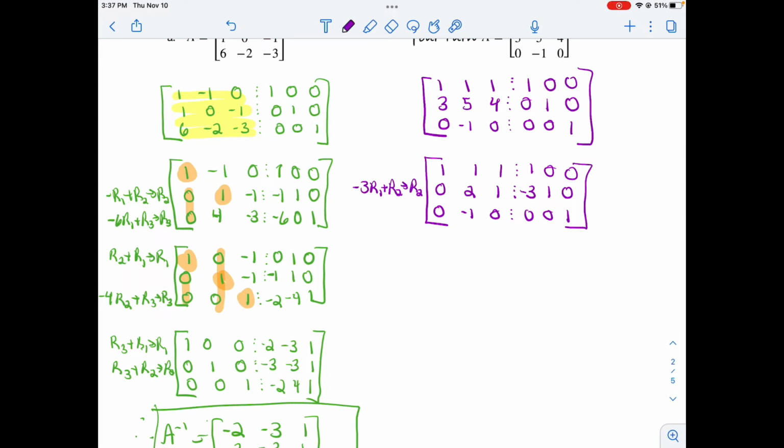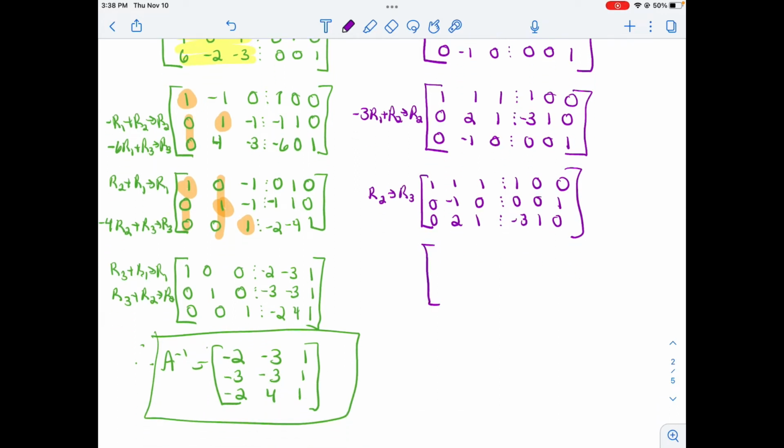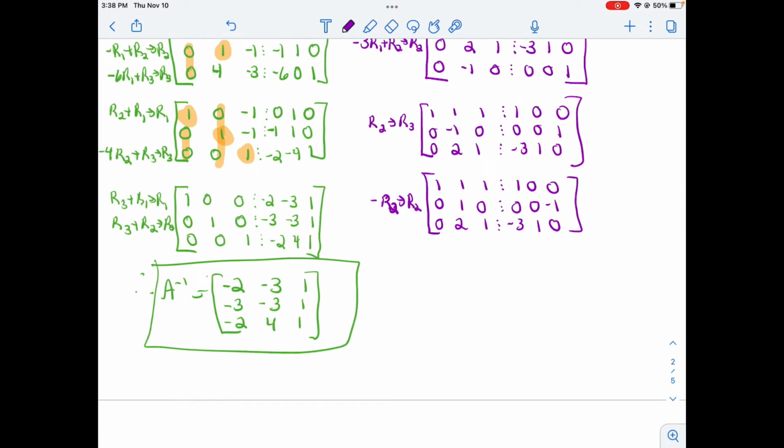Next step is to get my leading one in my second row, second column entry. If I divided row 2 by 2, I would get some fractions. So I'm going to interchange row 2 and row 1. And now if I simply multiply my row 2 by -1, I will get a leading one in the second row, second column entry. All right, so I have my leading one for my second column. Now my goal is to get zeros in the column above and below that leading one.